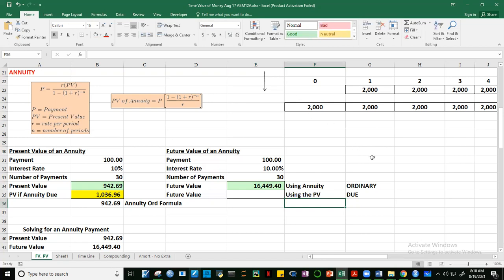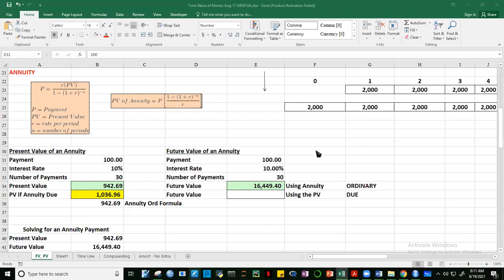Let me repeat the question. Dito, kinumpute natin si future value using the annuity. Okay? How much will be the future value if we use the present value? Sabi natin, si 942.69, present value yan ng annuity ng 100 in 30 years at 10%. So 942.69, it's equivalent to 100 at 30 years at 10%.